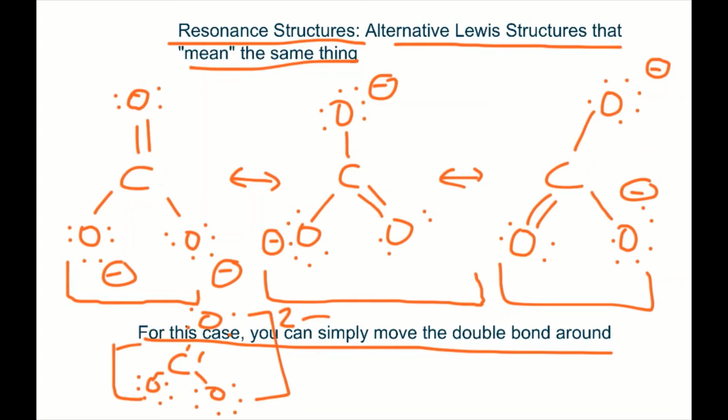So you could either draw it this way with the formal charges and without the bracket, or this way without the formal charges but with the bracket and the charge of the overall structure. So now let's look at another polyatomic ion.